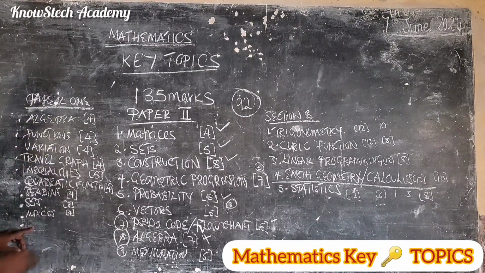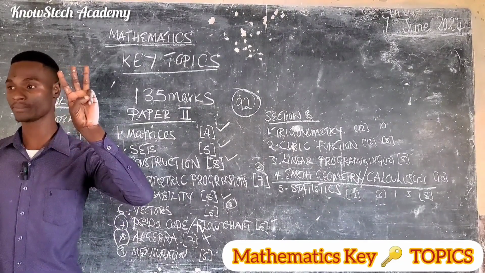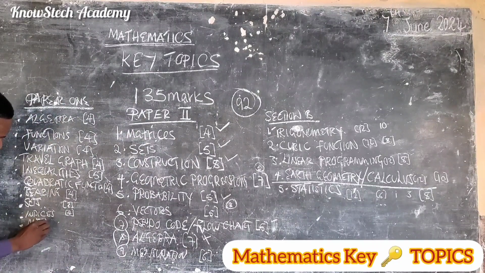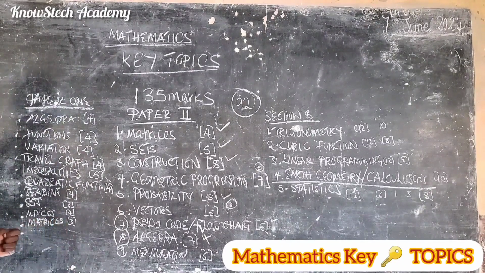Okay, indices, you have sets here. Then you have matrices. Matrices in paper 1 is how many? Usually 3. So matrices, 3 marks. Let's add the last one. Let's not add the F geometry one. So matrices here.